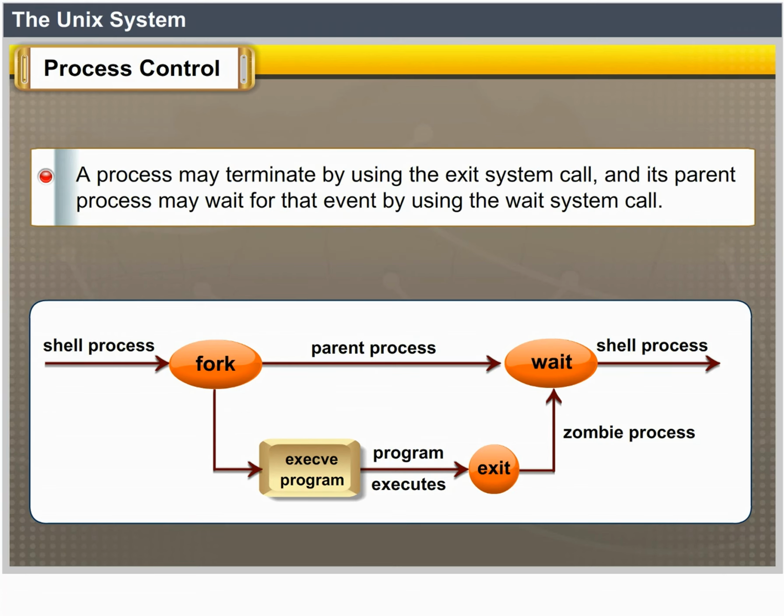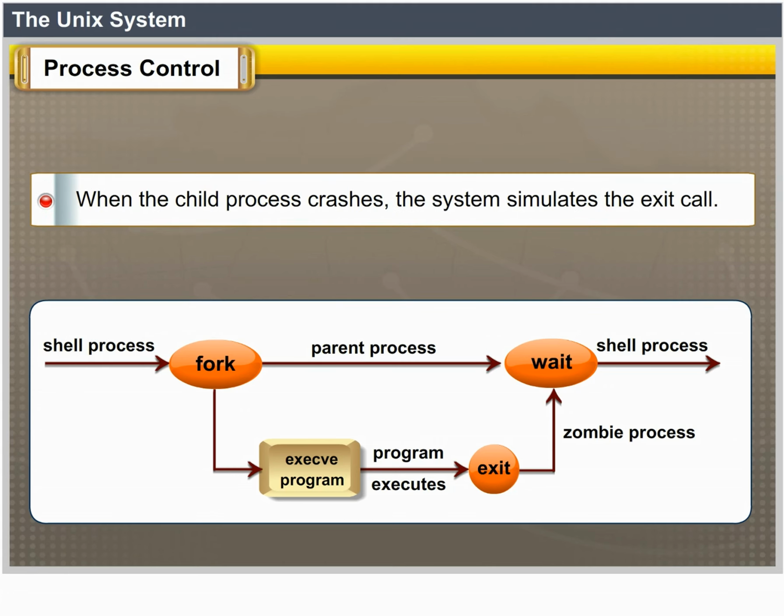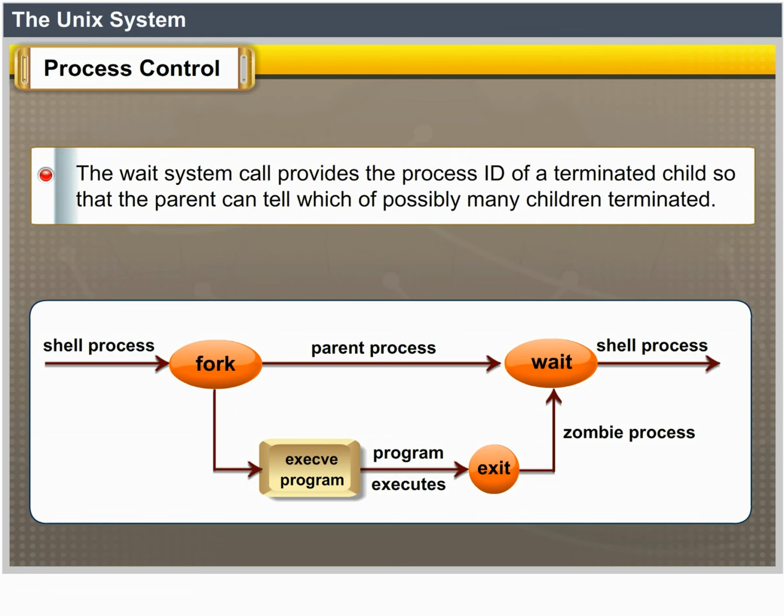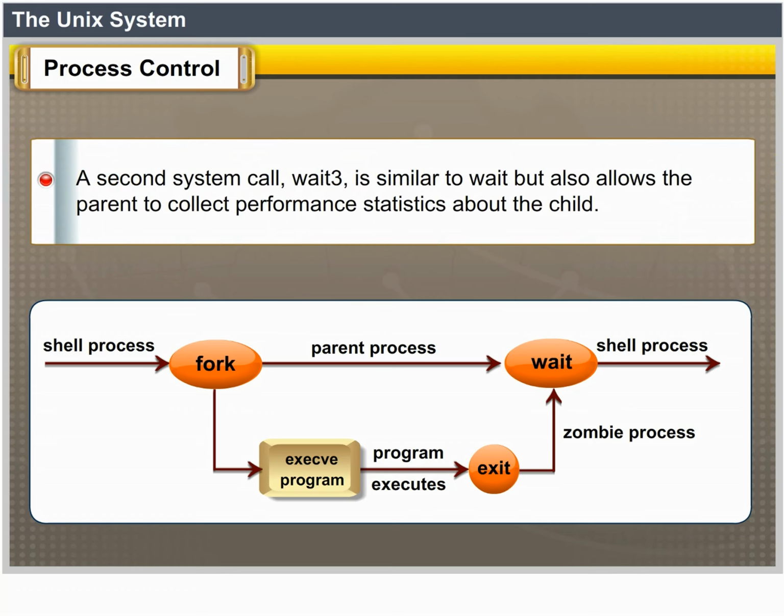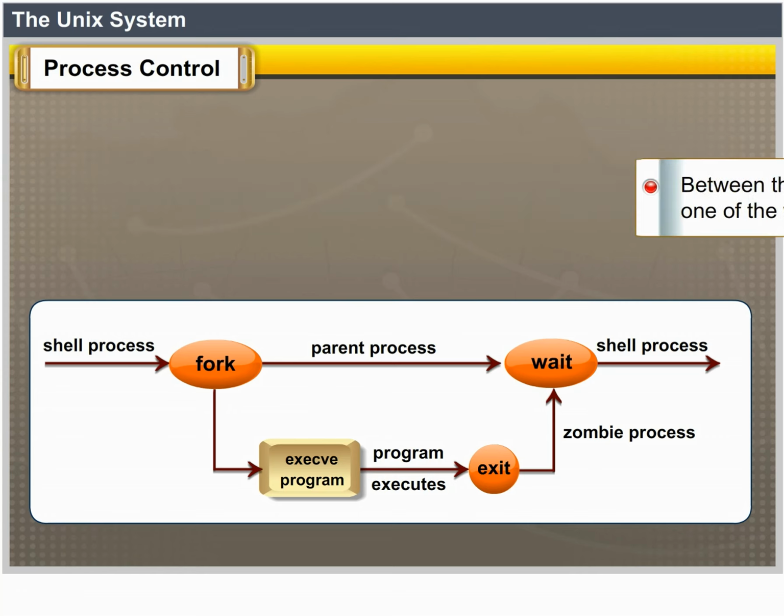A process may terminate by using the exit system call, and its parent process may wait for that event by using the wait system call. If the child process crashes, the system simulates the exit call. The wait system call provides the process ID of a terminated child so that the parent can tell which of possibly many children terminated. A second system call, wait3, is similar to wait but also allows the parent to collect performance statistics about the child.